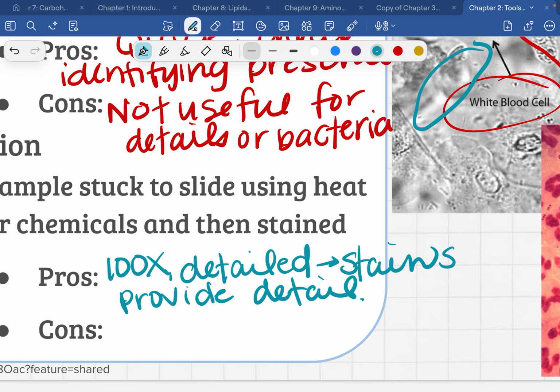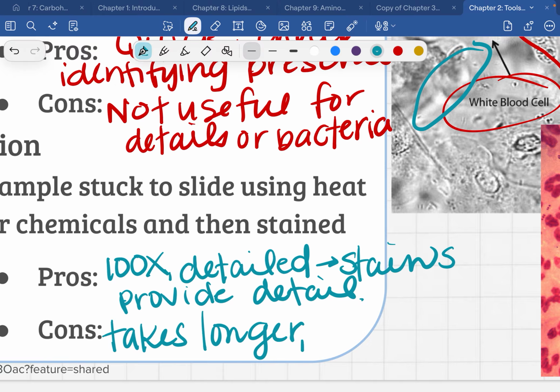The cons of this is that it takes longer. There are extra steps. It does require a little bit, not very much, but a little bit of specialized training. You have to know how to apply the stains, how to fix something, what to look for. So it does take a little bit longer and requires a little bit more training. And then the other con is that the sample is killed.